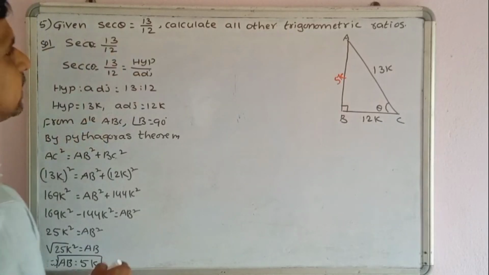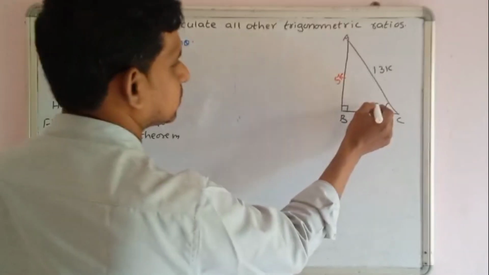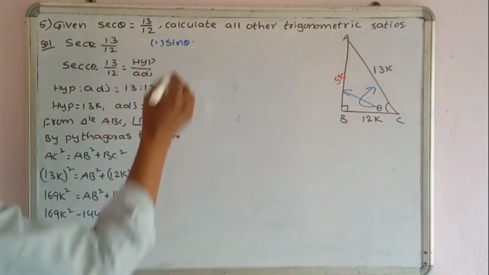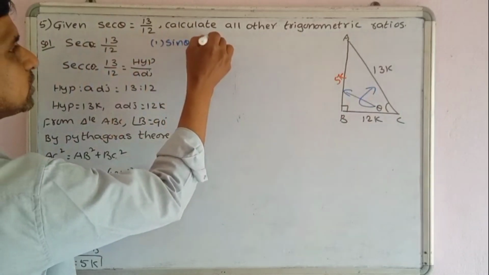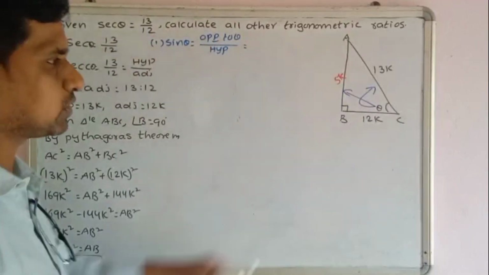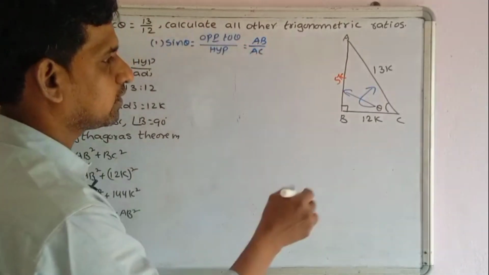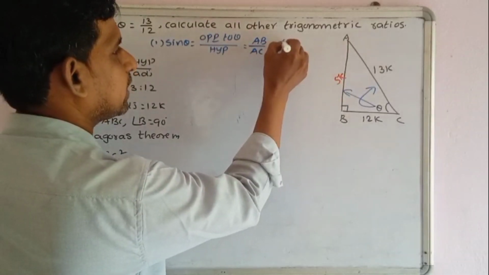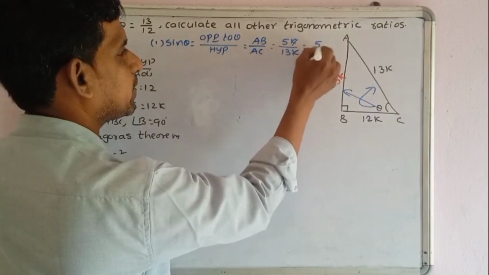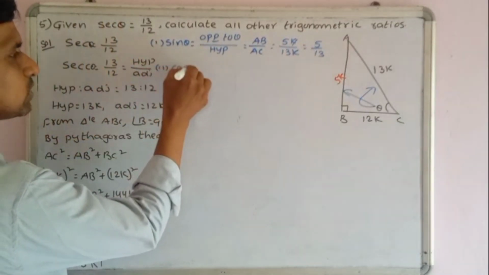First one is sin theta. Sin theta means side opposite to theta over hypotenuse. This is opposite, hypotenuse, remaining is adjacent. Side opposite to theta is AB. Hypotenuse is AC. AB value 5k, AC value 13k. So k gets cancelled, 5 by 13.